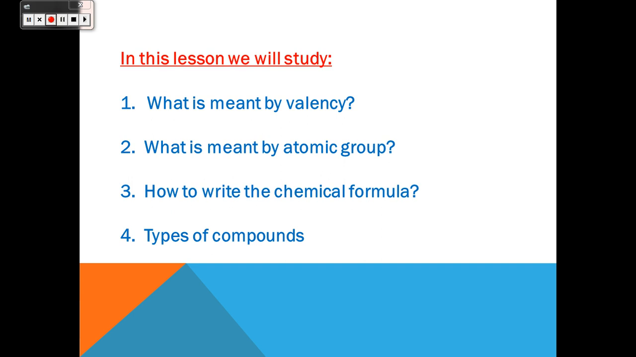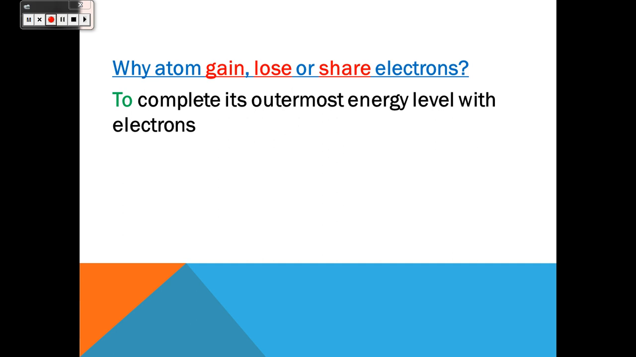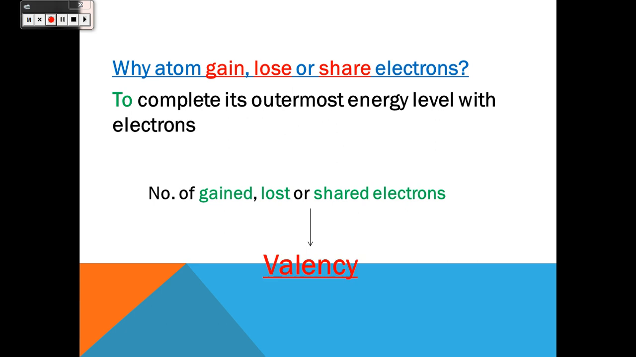In this lesson we will study what's meant by valency, what's meant by atomic group, how to write the chemical formula, and the types of compound. Prep 1, do you know why the atom gains or loses or shares electrons? Yes, to complete its outermost energy level with electrons. So the number of gained or lost or shared electrons, we call it valency.